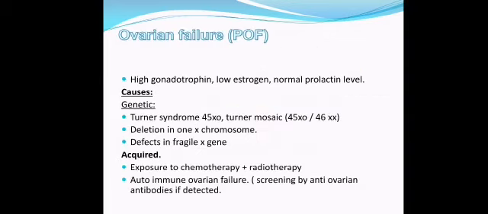Now the third cause of anovulation is ovarian failure. Ovarian failure is a very small group of anovulation, about 4 to 5%. It can be due to genetic causes like Turner syndrome, or acquired problems like exposure to chemotherapy or radiotherapy, or simply autoimmune ovarian failure.